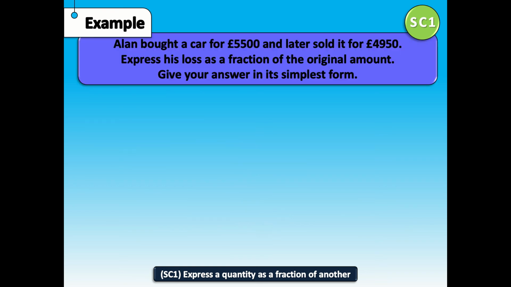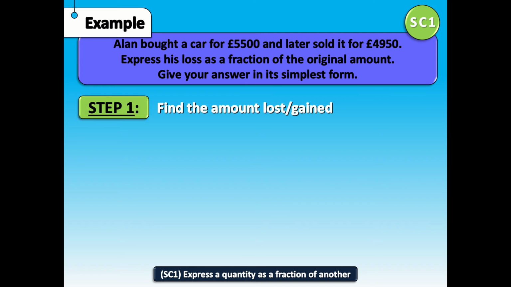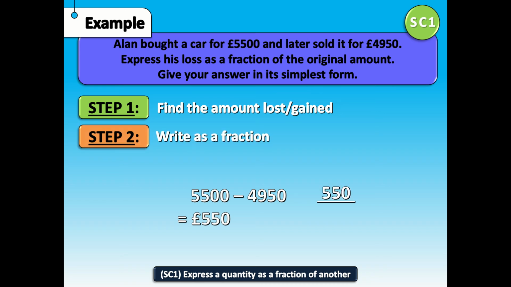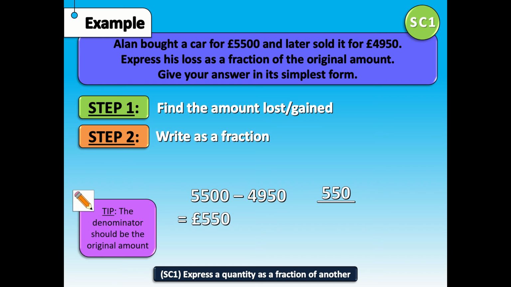For this question, Alan bought a car for £5,500 and later sold it for £4,950. We want to express his loss as a fraction of the original amount. So we find the amounts that he lost or gained. So he lost £550. So we write that as a fraction. So that's 550 over the original amount. So the number on the bottom should always be the original amount.